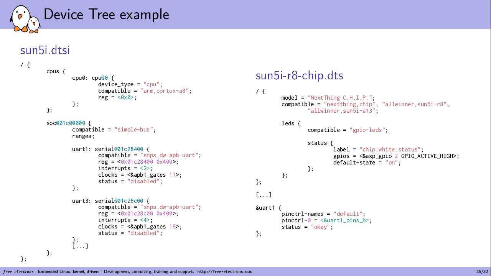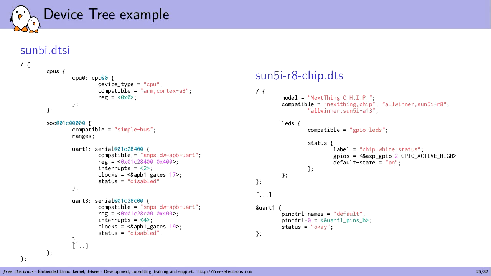So that's Sun5e, an Allwinner-based SoC. And they use for their UART controller a Synopsys IP block. So they actually purchase from Synopsys the right to use their IP block to implement a UART controller. So we have a single Linux driver that is used across many SoCs.